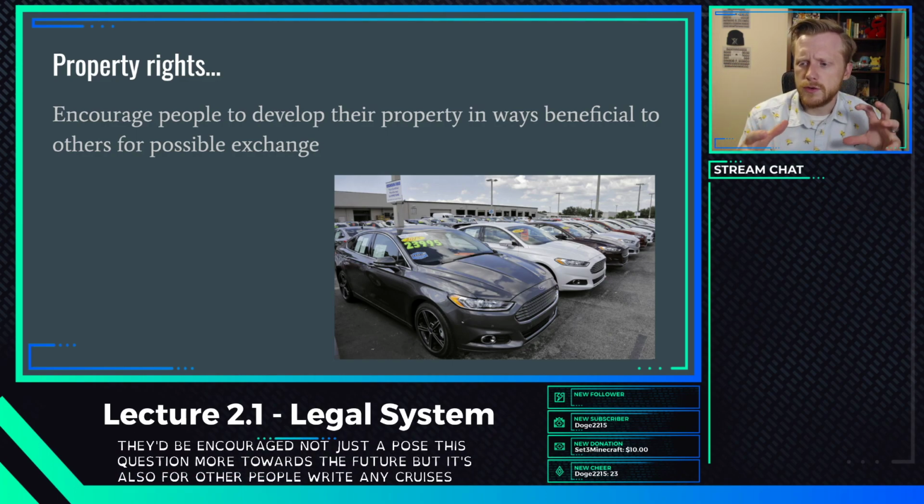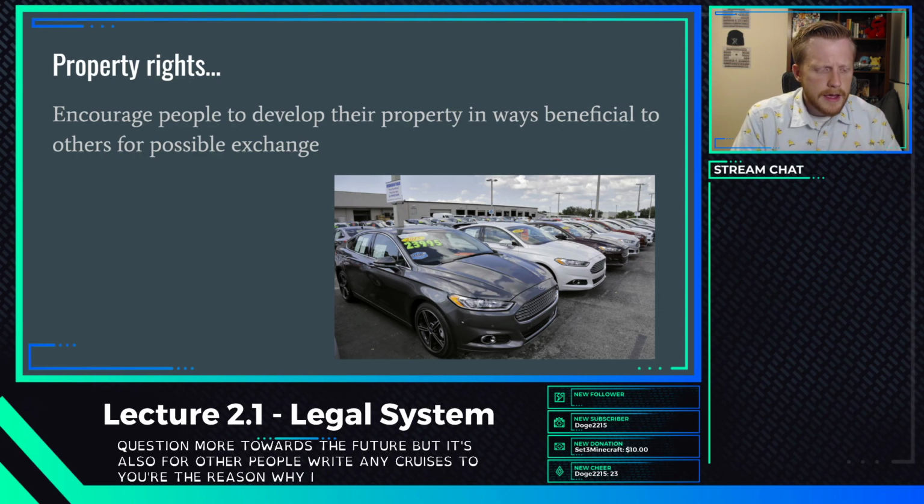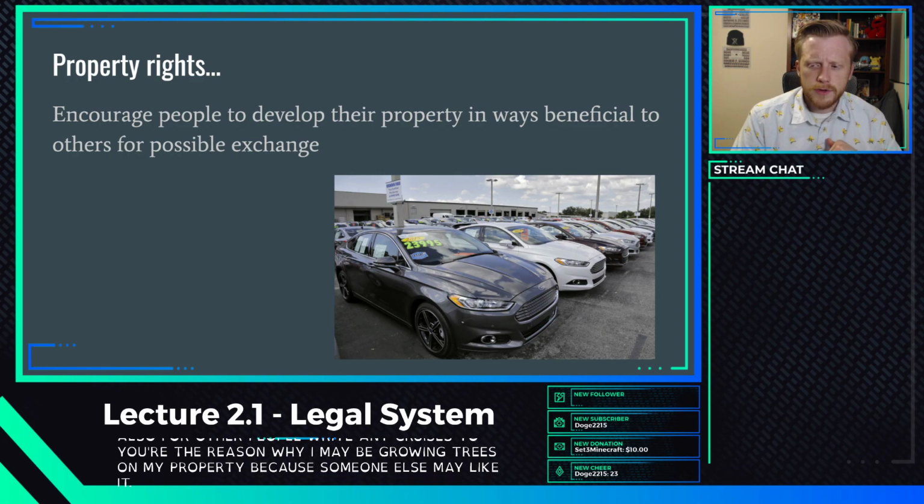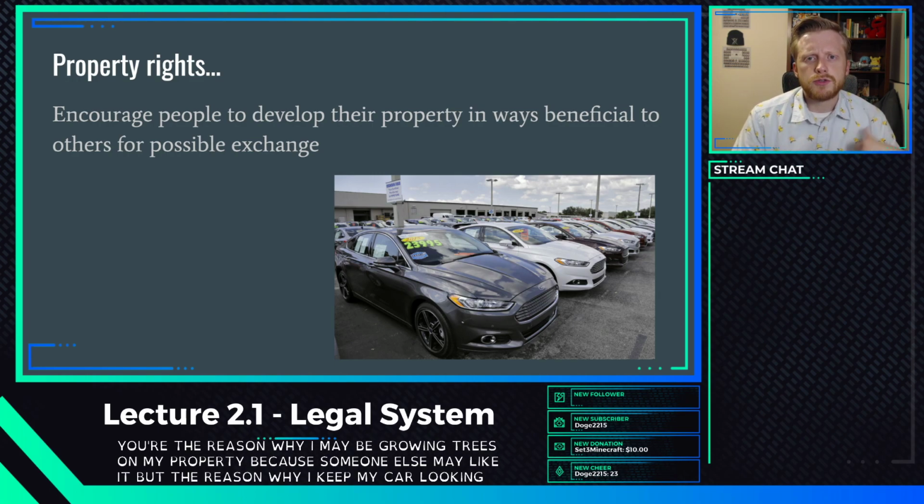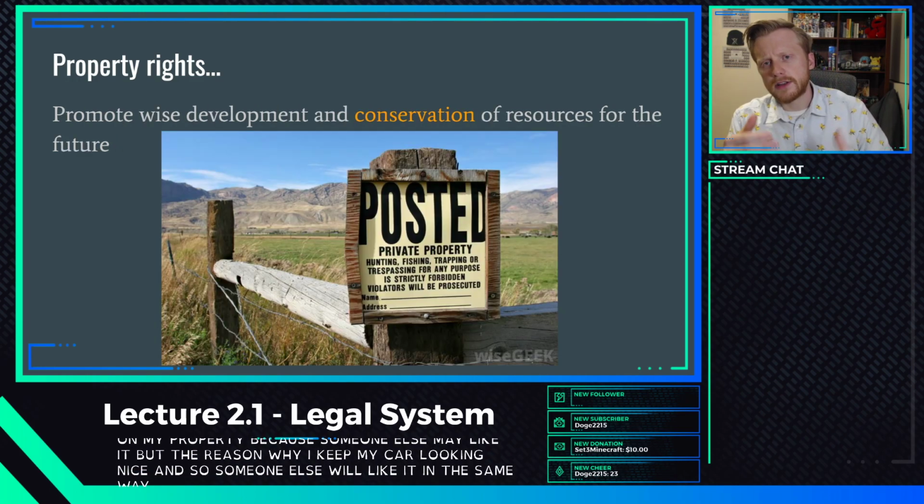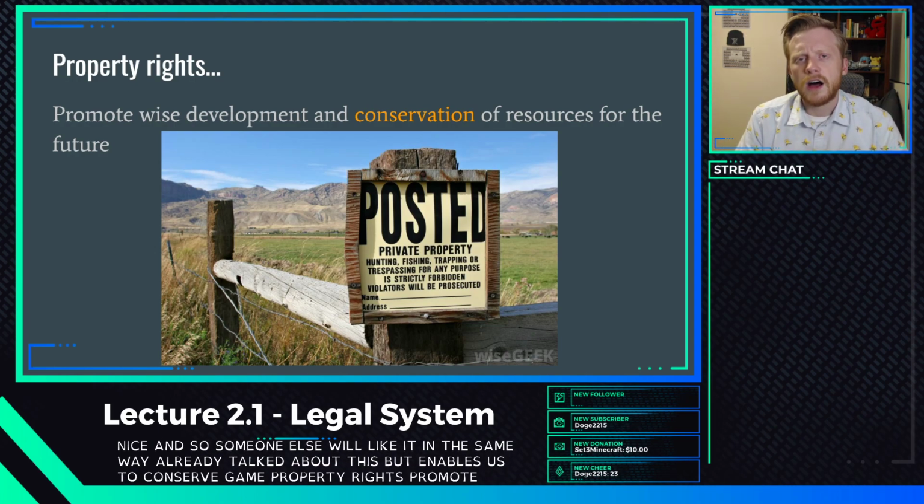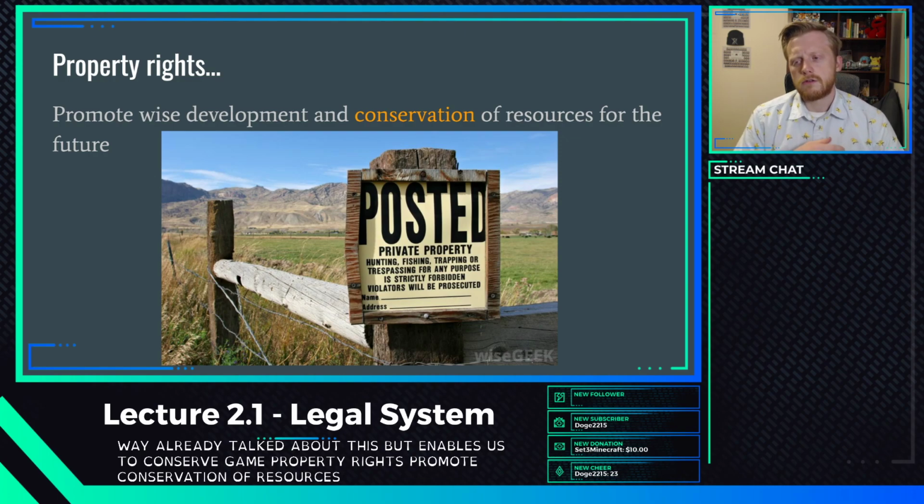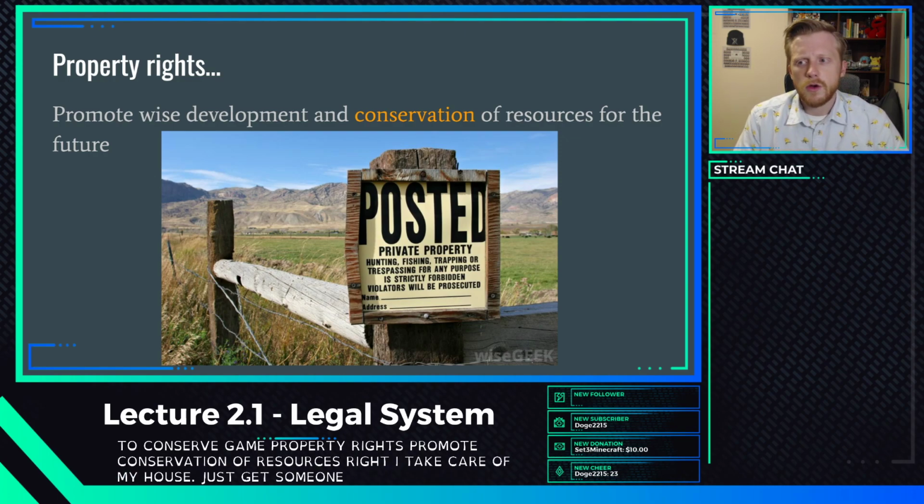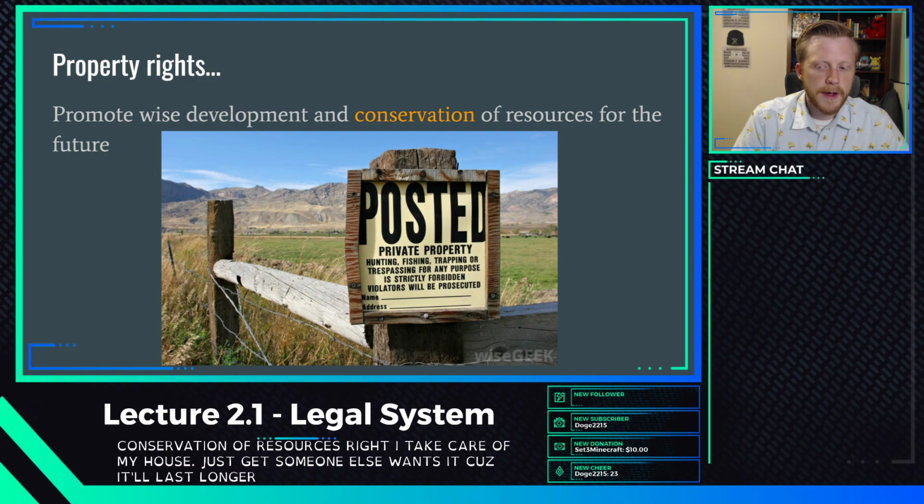The reason why I may be growing trees on my property is because someone else may like it. The reason why I keep my car looking nice is so someone else will like it. In the same way, I already talked about this, but it enables us to conserve, okay? Property rights promote conservation of resources, right? I take care of my house, not just because someone else wants it, but because it'll last longer, right?